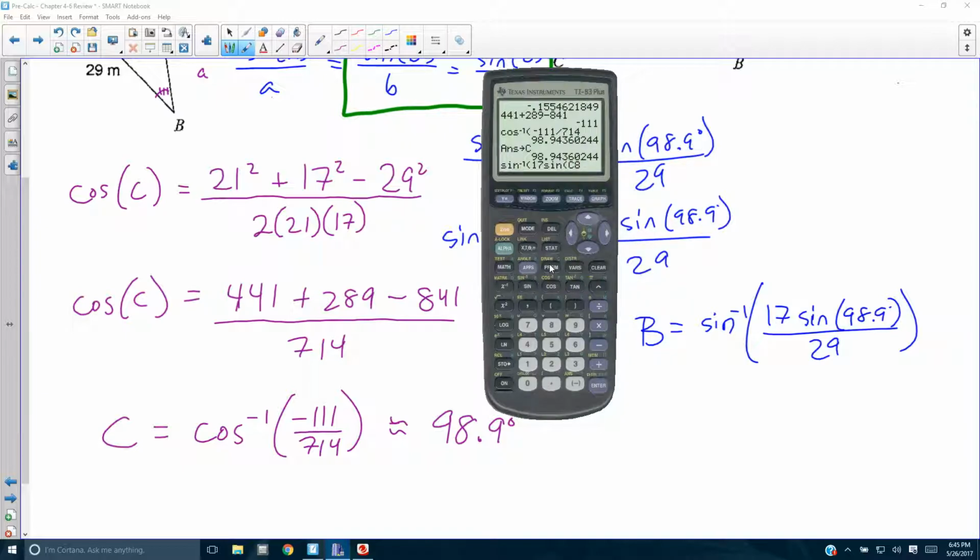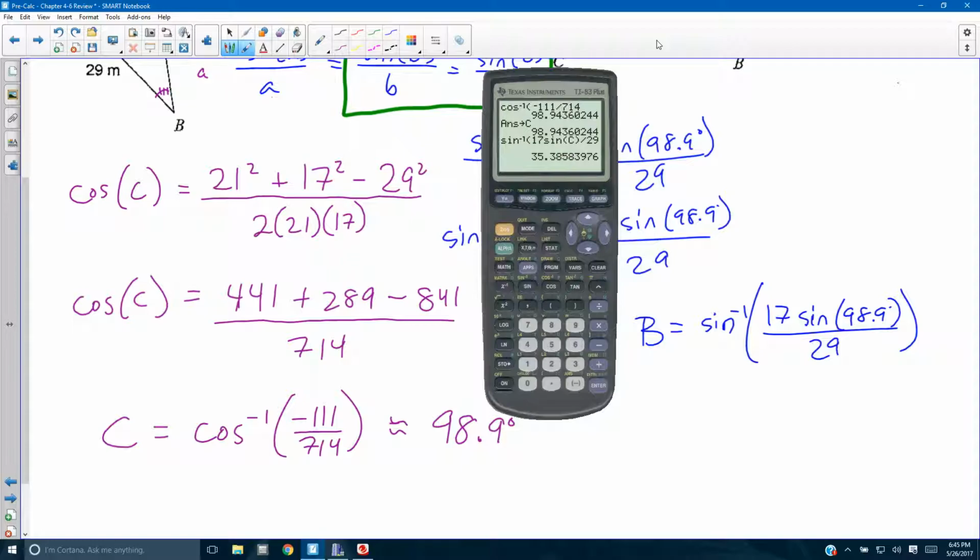about 98.9, divided by, close that parenthesis there, we're going to divide this by 29 here, and I'm still in degrees with all this, keep in mind. This answer is 35.385, so about 35.4 degrees. B is about 35.4 degrees. There we go.